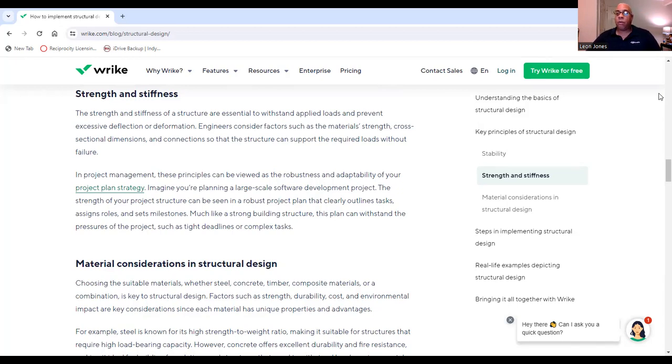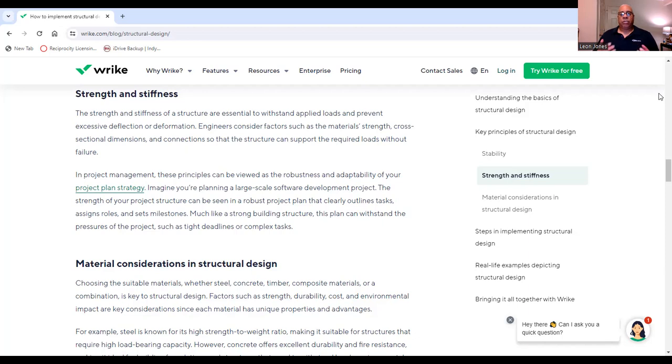And in construction, there are failures. Now, in project management, these principles can be viewed as the robustness and adaptability of your project plan strategy.